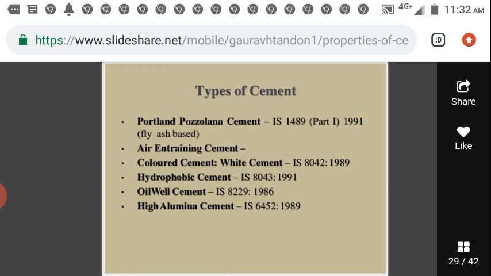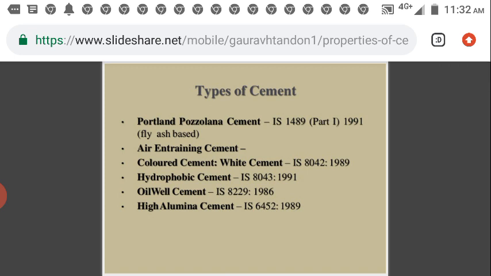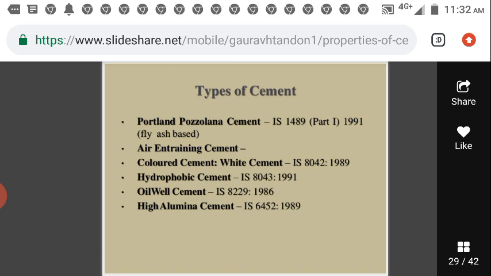Then air entraining cement, then colored cement, that is white cement. Normally we can call it lime, that is white cement, and it has its own IS code. Then hydrophobic cement, air entraining cement, and colored cement use the same code, that is IS 8042, 1989. Then hydrophobic cement, that is IS 8043, 1991. Oil well cement, IS 8229, 1986. You might not have heard of all these cements, but based on the application, these kinds of cements will be used. High alumina cement will use IS 6452.